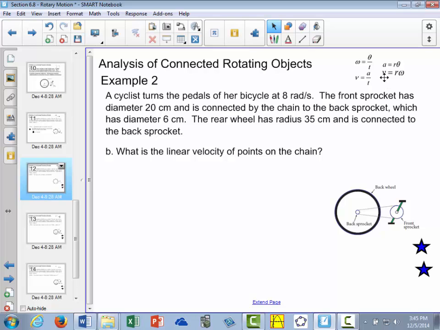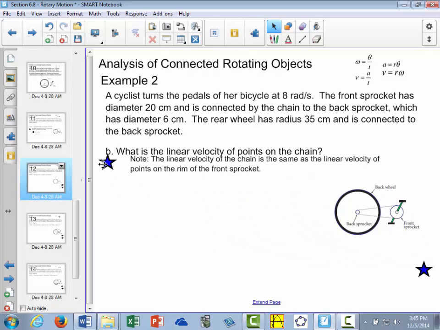Our linear velocity equation, once again, is the radius, or distance from the center, times the angular velocity. Well, our front sprocket has a diameter of 20 centimeters. So we need the radius, so half of that, 10 centimeters. And then our angular velocity of 8 radians per second.